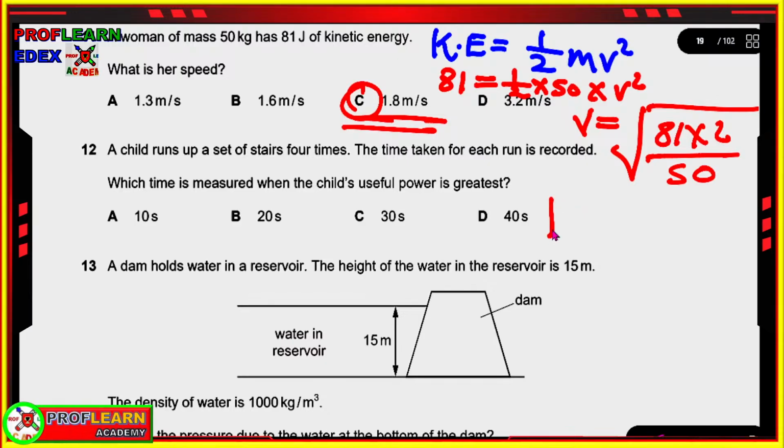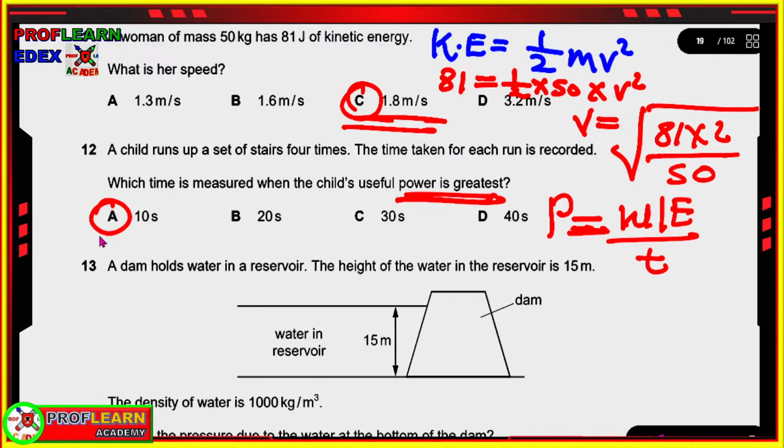So we know that power is equal to work done, or energy, over time taken. And then for power to be greatest, we need least time. So the correct answer is A. We need least time, so the correct answer becomes A.